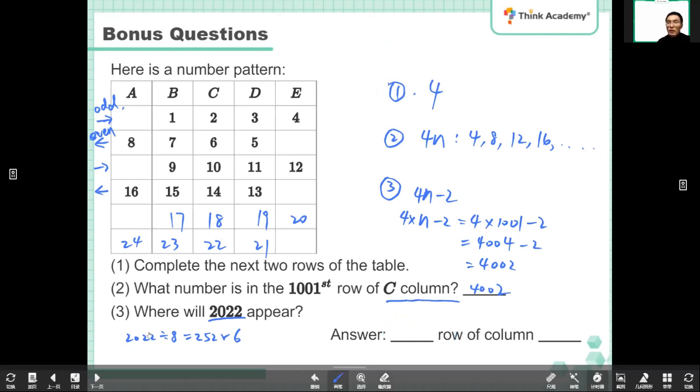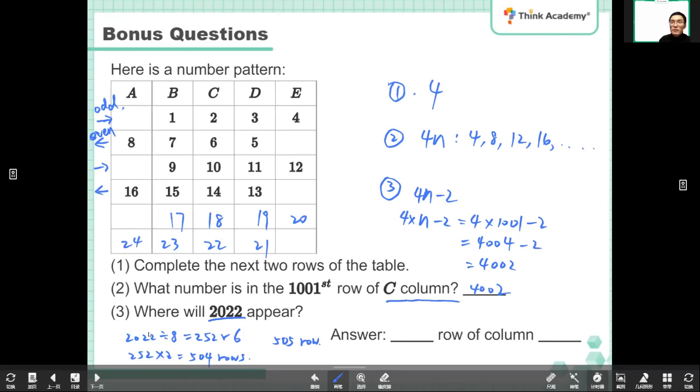First of all, we need to start a new cycle. To start a new cycle, we first look at how many rows we have completed. So it's 252 multiplied by 2, because there are 2 rows in a cycle. So we have finished 504 rows. And then to start a new cycle, we move on to the next row, row number 505. And then we look at the remainder 6, meaning we have 6 numbers remaining.